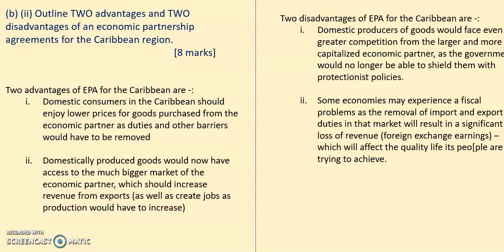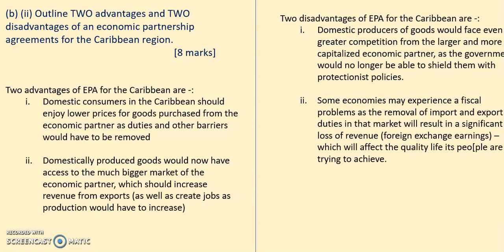All right, another disadvantage is that some economies may experience fiscal problems because the removal of these import and export duties obviously means a reduction in the government coffers, right? The government wouldn't be able to collect that money, and that, as I said, is a significant loss in revenue in lots of Caribbean countries, right? So their foreign exchange earnings would have declined, and that will probably affect the quality of life of some of the people within those Caribbean nations.